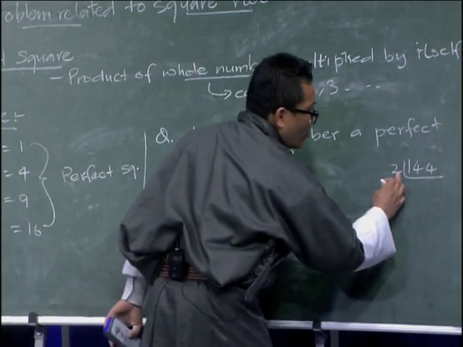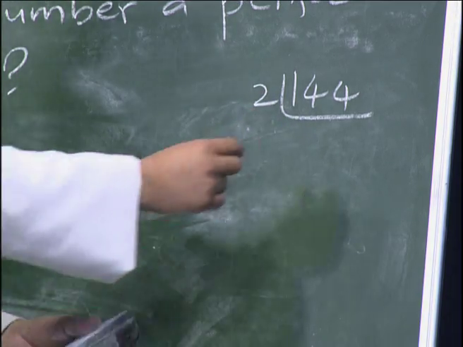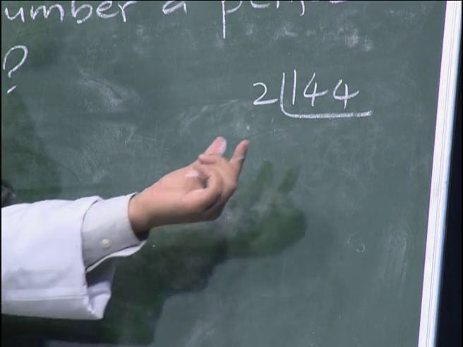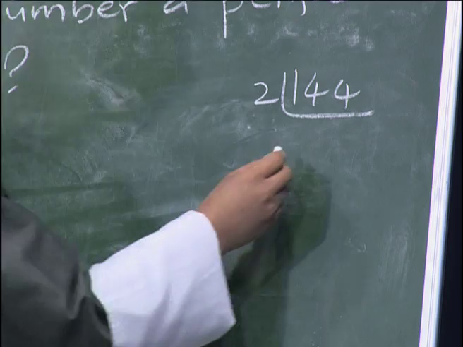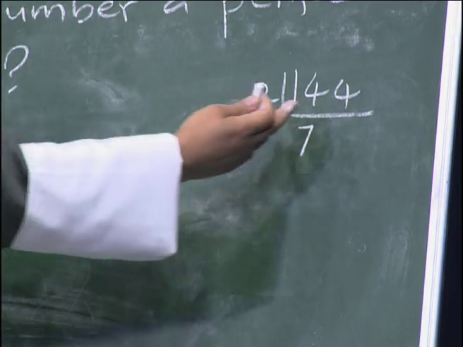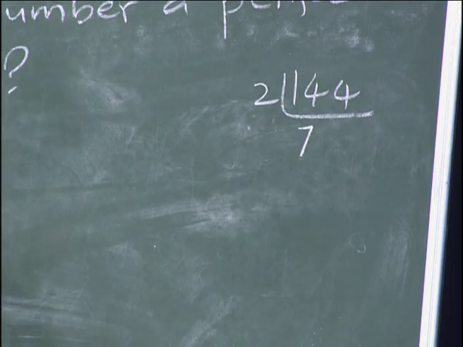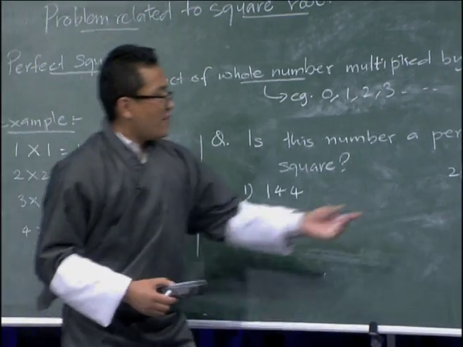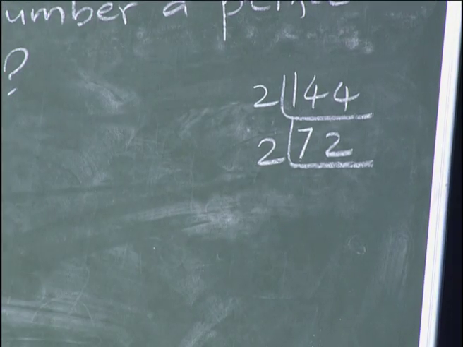I can't divide 1 by 2, so I have to take 2 digits together. I have 14 now. 14 divided by 2. 2, how many times is 14? 2, 7 times, right? 2 sevens are 14. Now I am left with another digit, that is 4. 2, how many times is 4? 2 times. Now again, I have an even number here, so I'll still take 2.